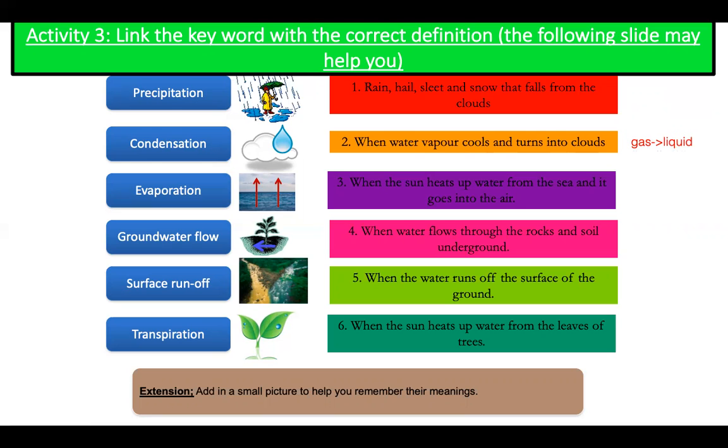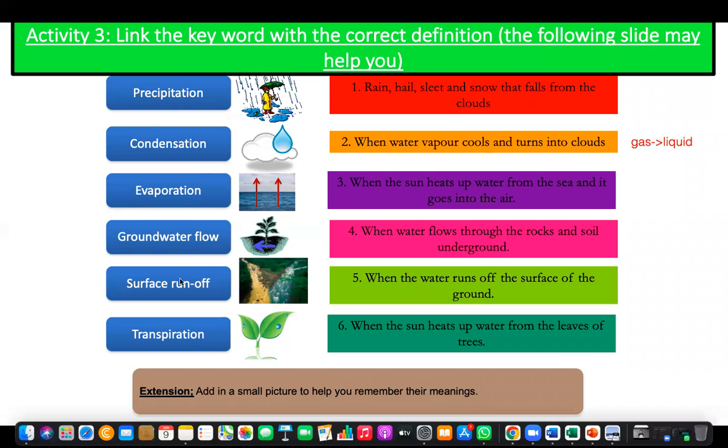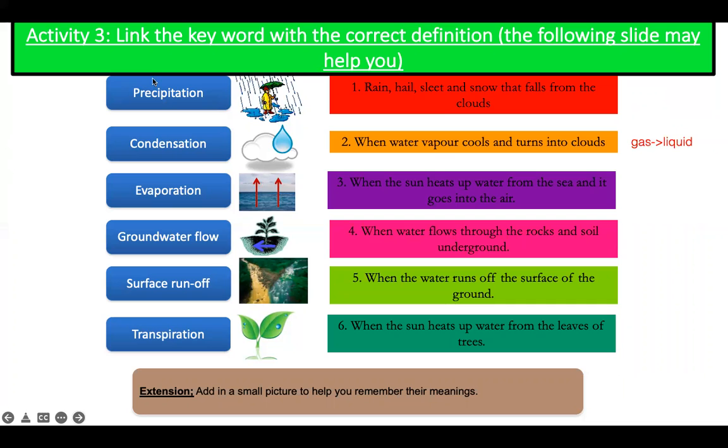Then evaporation. It is the process. Okay, let me write down these things. Please copy this down. No need to draw the picture, but just write down precipitation, in front of that the meaning. Condensation, in front of that the meaning. Evaporation, in front of that the meaning. Then groundwater flow, surface runoff, and transpiration. So first of all, please write these three.